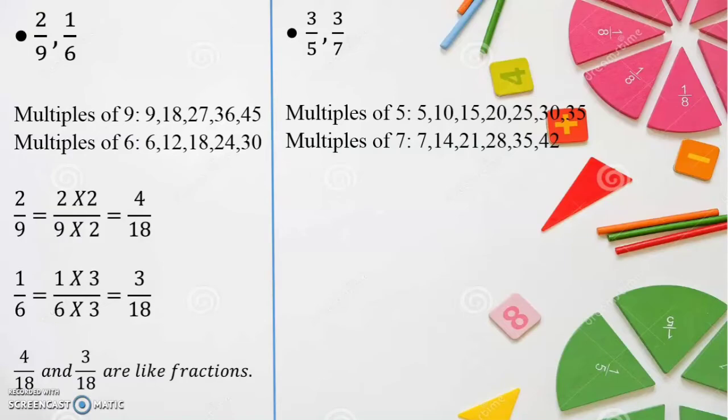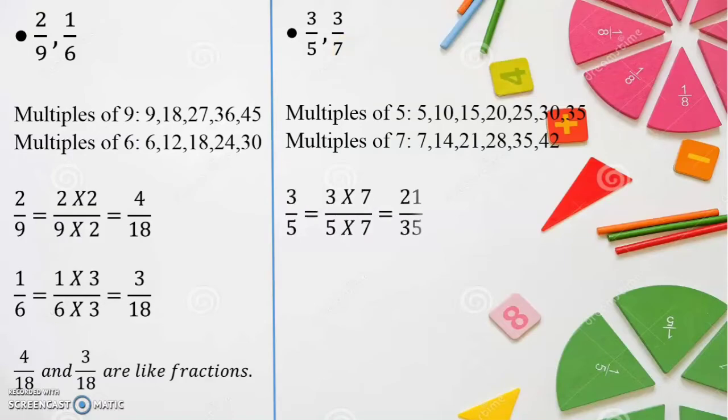So in tables of 5 and 7, we can observe that 5 7s is 35 and 7 5s is 35. So we have a common multiple 35. So we have to multiply 5 with 7 and 7 with 5 to get the same denominator.